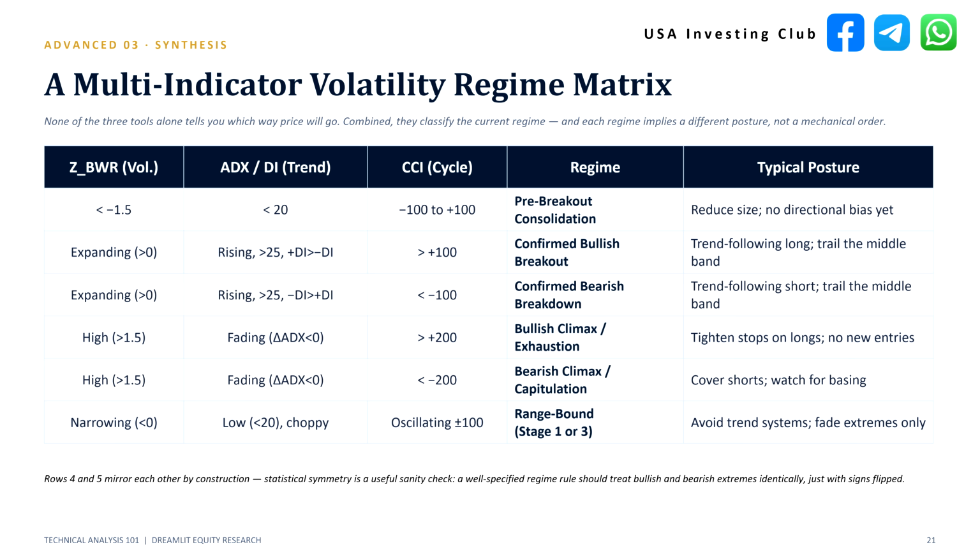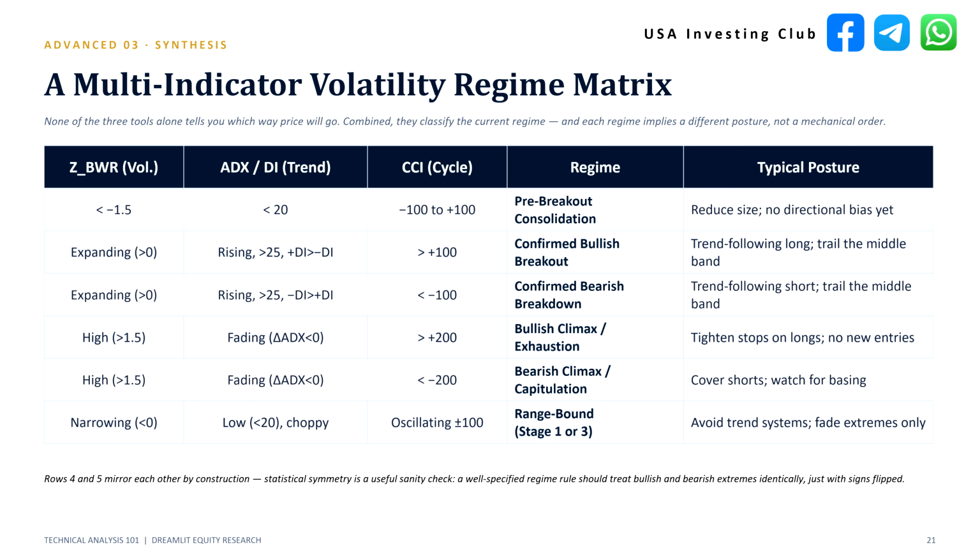When Z sub BWR is high, above 1.5, ADX is fading, and CCI has pushed past plus 200, that's a bullish climax or exhaustion regime. Tighten stops on longs and take no new entries. Its mirror, high Z sub BWR, fading ADX, CCI below negative 200, is bearish climax or capitulation, where the posture shifts to covering shorts and watching for a base to form.